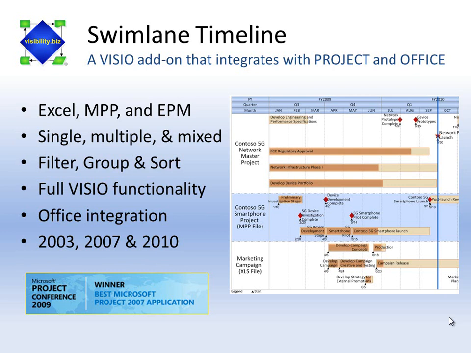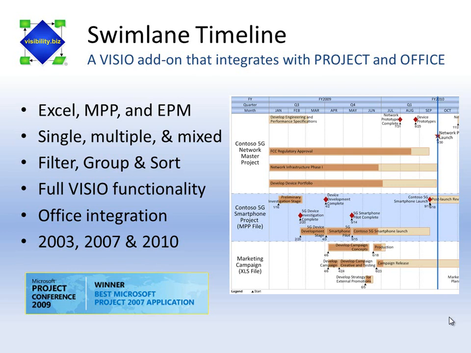The Swimlane Timeline can take your Excel data or your data coming from project MPP files, or even your project schedules that are residing in an enterprise project management environment in Project Server, and build either a single view of a single project or a view of multiple projects, or a mixed environment of both Excel data, MPP desktop data, and Project Server data, as you're seeing in the example on the right there.